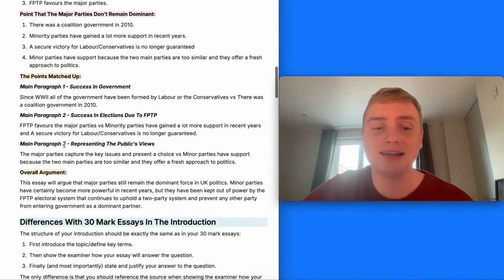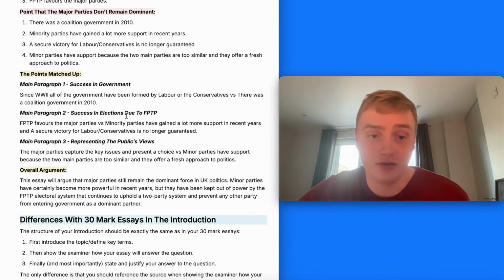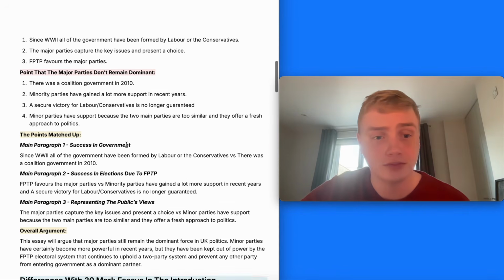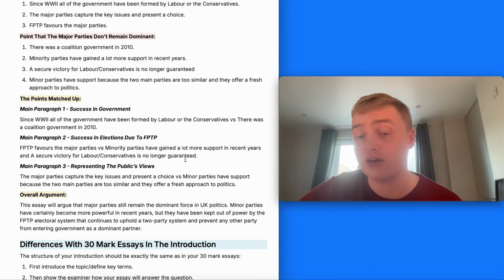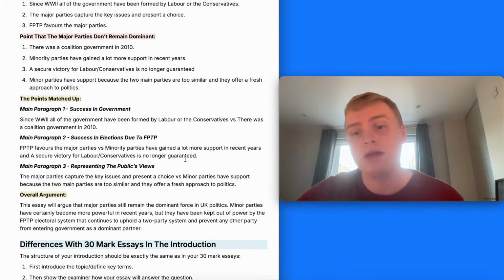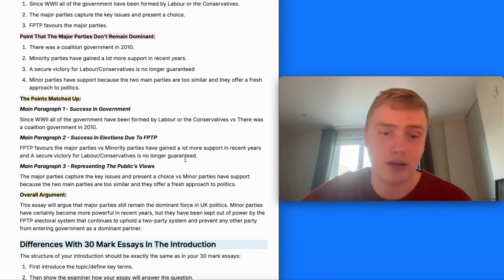Paragraph 2. Success in elections is due to first past the post. So you've got, on the one side, first past the post favours major parties. Pretty clear argument here. And then that naturally goes against the fact that minor parties have gained a lot of support in recent years. That's its argument up here. And a secure victory for Labour and the Conservatives is no longer guaranteed. So a really effective debate within the paragraph about whether first past the post means that major parties are still dominant or whether they're not.